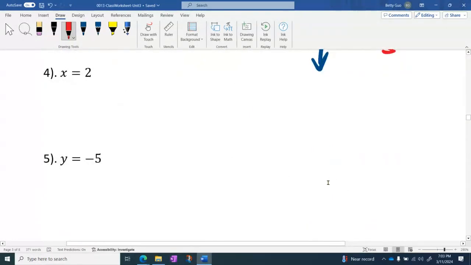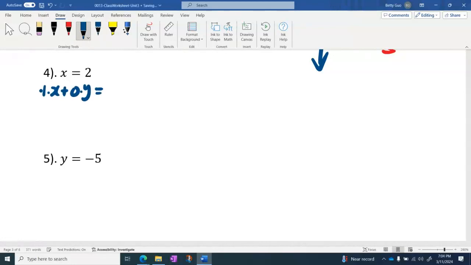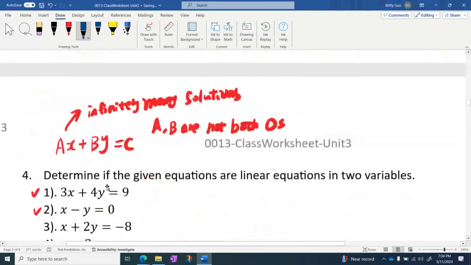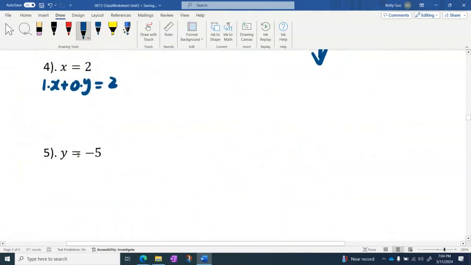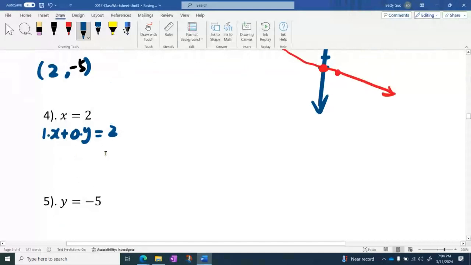Okay, let's continue. We have 2 more to go. Do you remember this equation is a linear equation in two variables as well in the rectangular coordinate system? We do not see variable y because the coefficient of y is 0. Let me go back to remind you. We will agree, right? x equals 2 is a linear equation in two variables. Why does y not appear in the equation? Because the coefficient of y is 0, right?